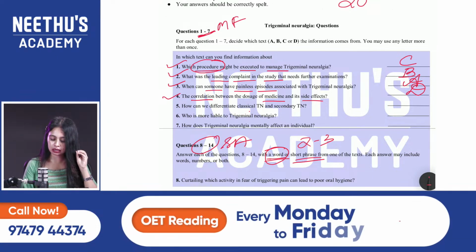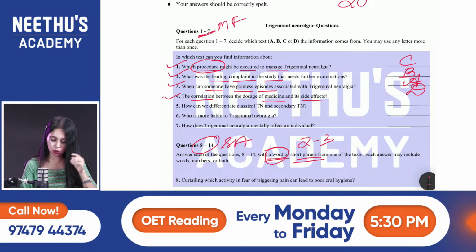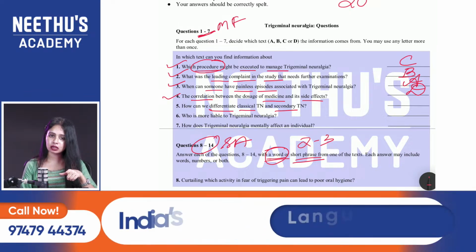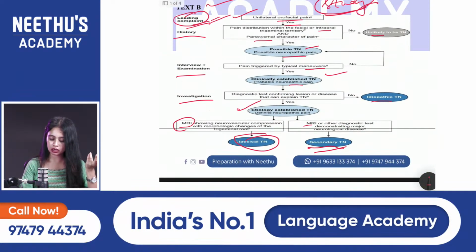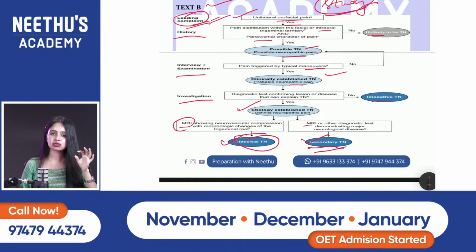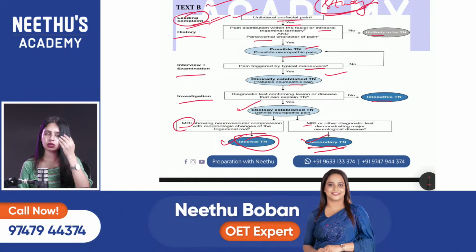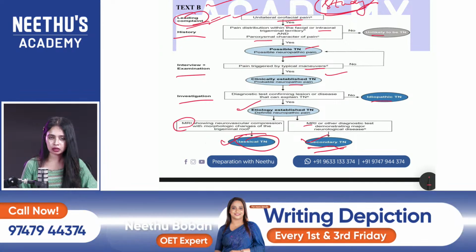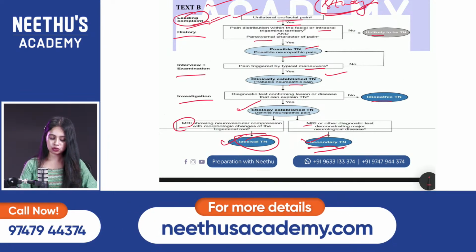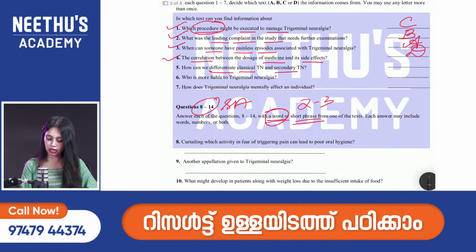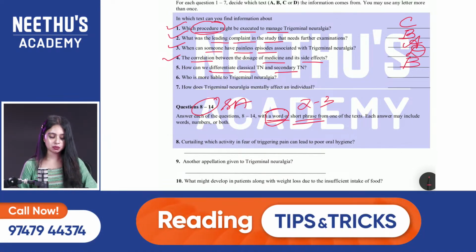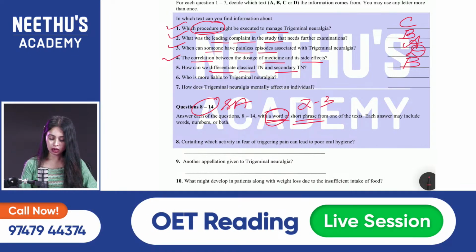How can we differentiate classical TN and secondary TN? So keywords: differentiate, classical, secondary. Remember classical and secondary? Where was that? It was mentioned in here. So this is the importance of underlining keywords. If you haven't underlined the keywords, definitely you will not get the correct answer. So that is the importance of underlining keywords. The fifth one is mentioned in text B. Very good, Amy, Dilu, Dhanalakshmi, Alina, Nimmi. It's in B. Sixth one.